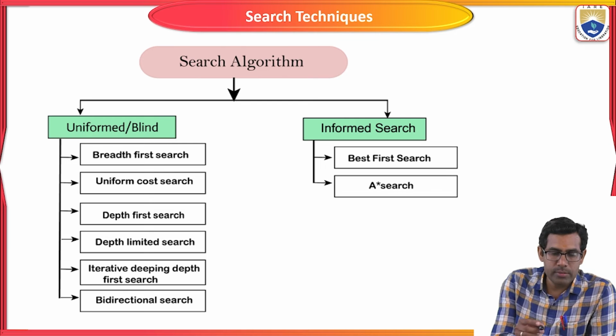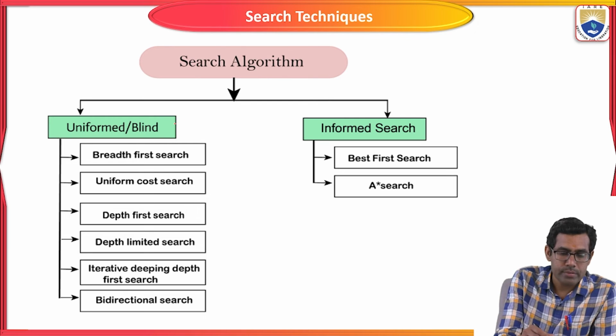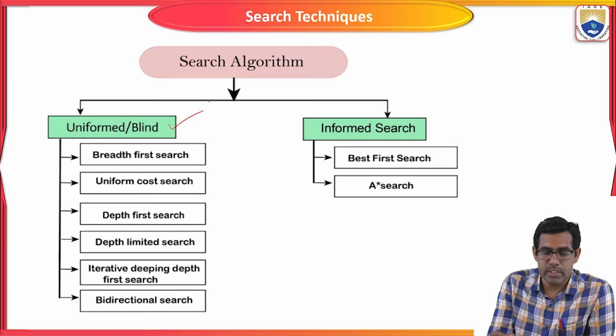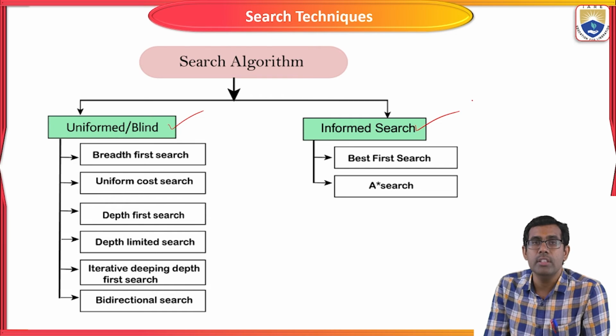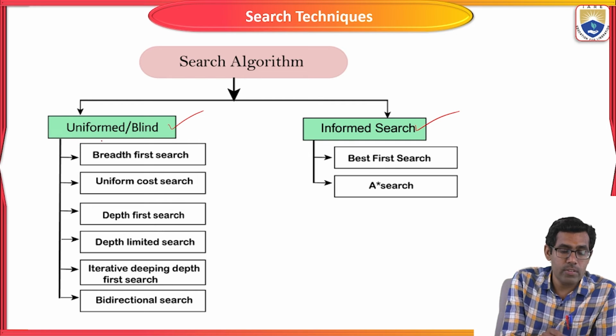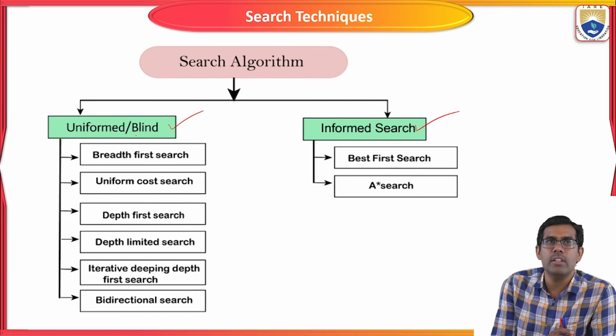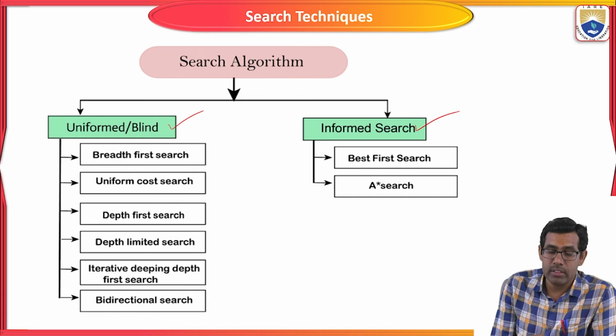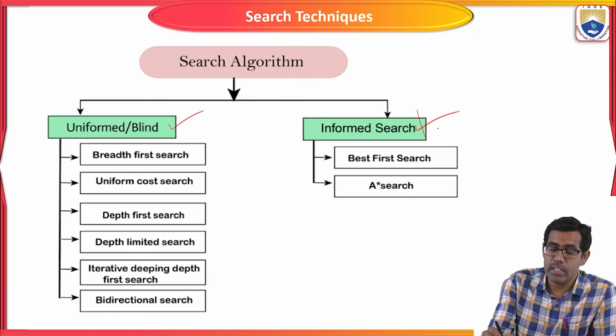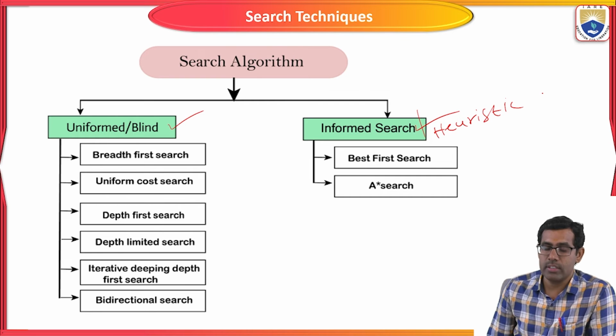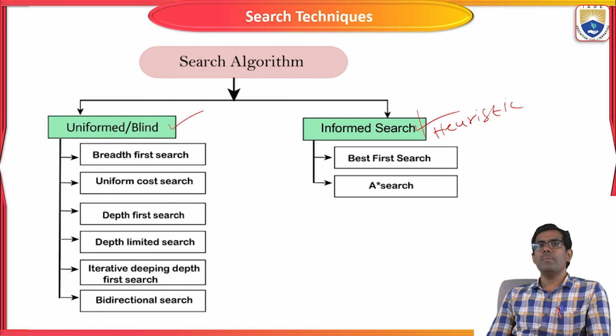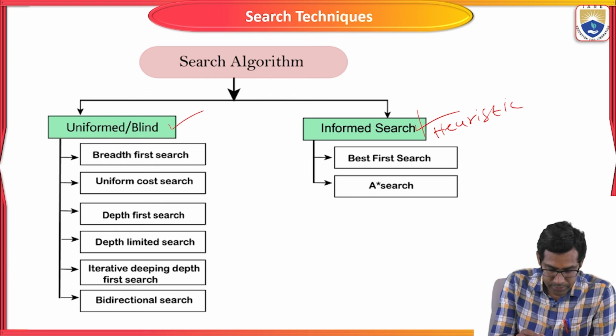So the first one is uninformed search. The second one is informed search. In the previous slide we saw the types of searching algorithms. Uninformed search is a blind search. As already said, uninformed search is also called a blind search. Informed search is called a heuristic search.